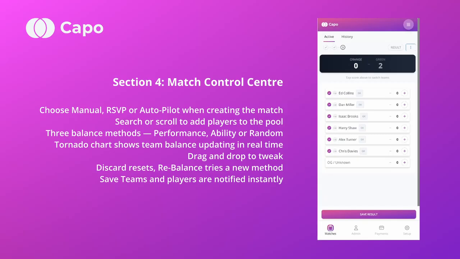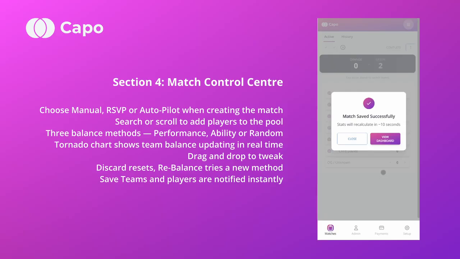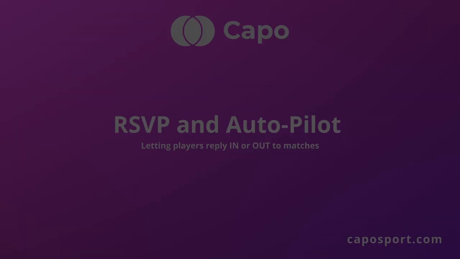If one player ended up playing as fixed goalkeeper for the whole match, you can also click the goalkeeper symbol here to stick him as fixed goalkeeper. And once you're happy with the result, click save, and then the stats will recalculate. And the match report will be ready in about 5 to 10 seconds, and everyone who played that match will be notified.